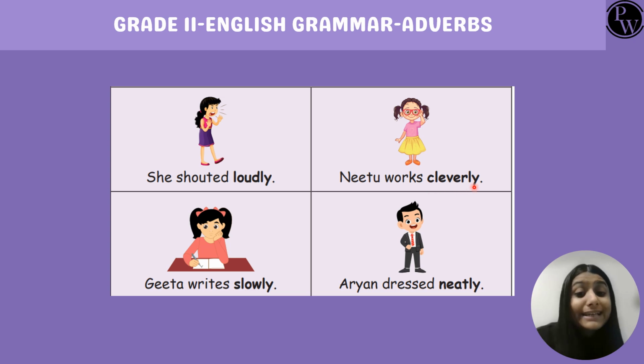Then Neetu works cleverly. How does Neetu work? Cleverly. Cleverly here is an adverb. We add an ly and this becomes our adverb. Then Geeta writes slowly. How does Geeta write? Slowly. It describes how Geeta writes. We add an ly and slowly becomes an adverb. Aryan dressed neatly. How does Aryan dress? Neatly. So neatly here is an adverb.